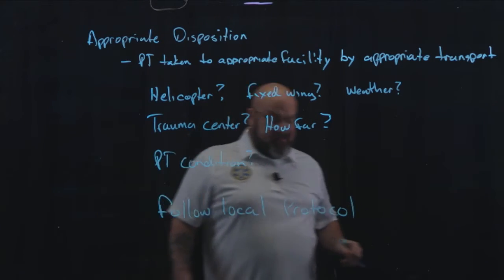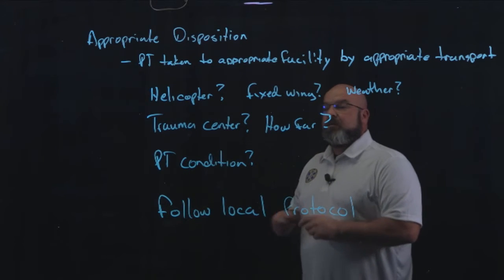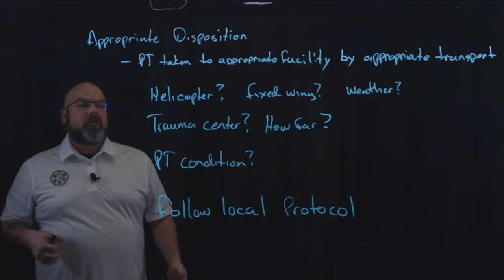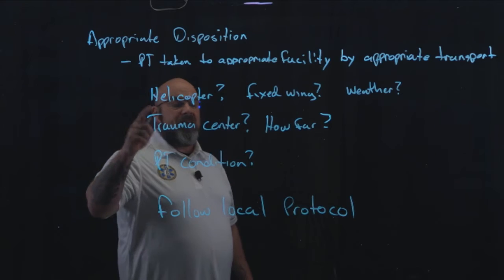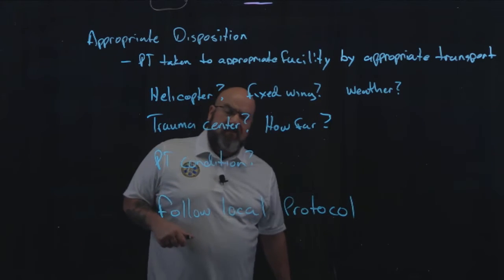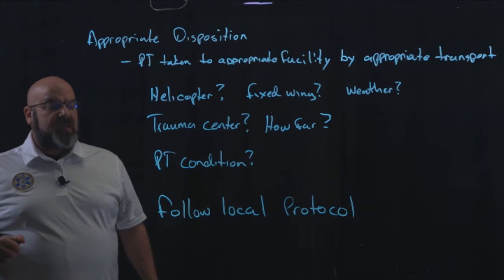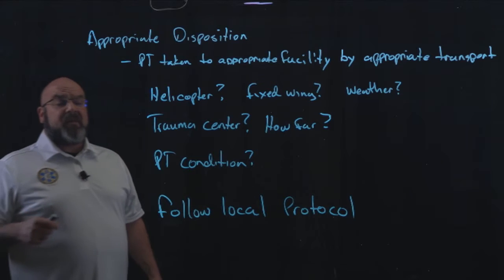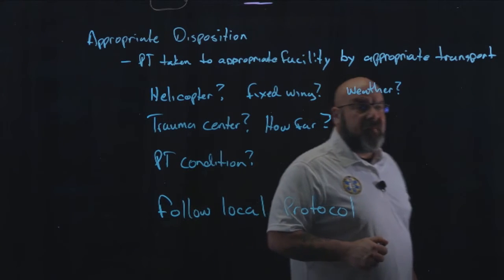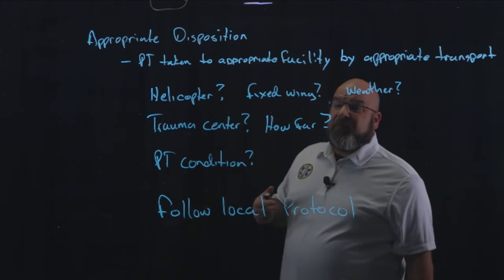You may have a small ER locally, but your trauma center is 4 hours away or 3 hours away, and you have a helicopter based nearby. Does it make more sense to drive that patient that needs the trauma center the 3 or 4 hours? Or does it make sense to go to the local ER, stabilize a little further, put them on a helicopter, and get them there in 45 minutes to an hour, cut that time in half? Is there a fixed wing available?